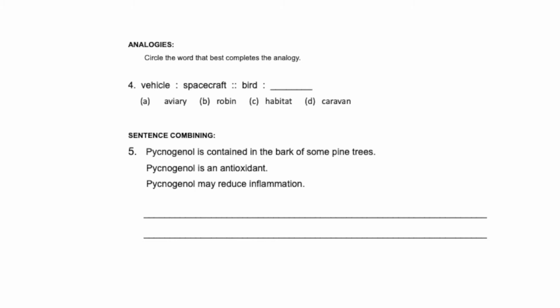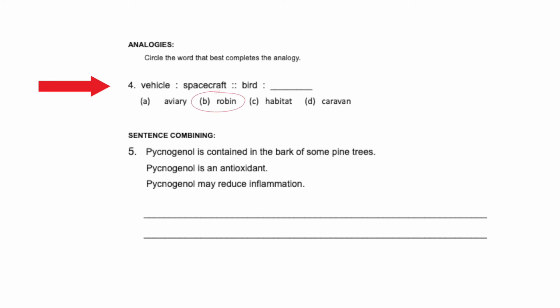Number 4, let's look closely at this analogy. Vehicle is to spacecraft as bird is to. Your choices are A, aviary, B, robin, C, habitat, D, caravan. First, we need to determine the relationship of vehicle and spacecraft. We will use that knowledge to determine the answer. A spacecraft is a type of vehicle. Which word choice is a type of bird?